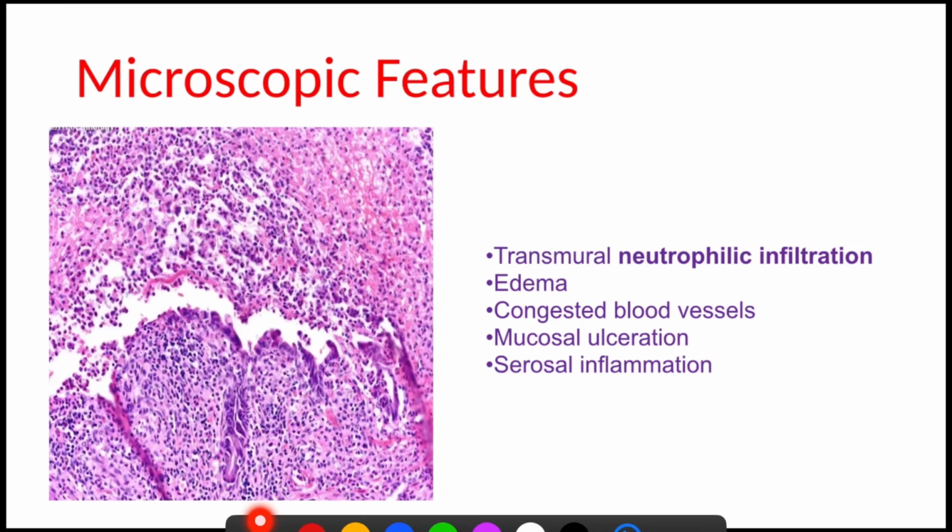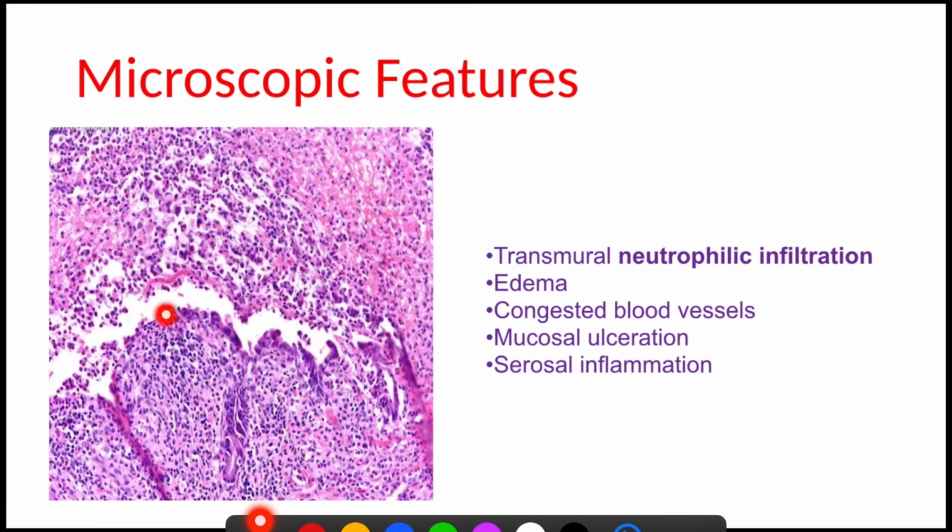These are the neutrophilic cells. They have multiple lobes, so you can identify neutrophils. Edema: here is a space between these tissues, so it is edema. Some of the blood vessels are congested.